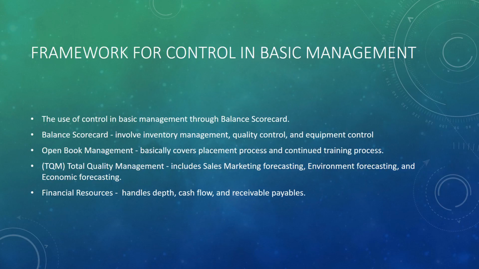TQM, Total Quality Management, includes sales marketing forecasting, environmental forecasting, and economic forecasting. These give the business a look at where they are, where they're standing, and where they're going. These forecasts are used to determine what the company needs to do to bring it up to speed. There are also financial resources. They handle the debt, the cash flow, and the receivables and payables.